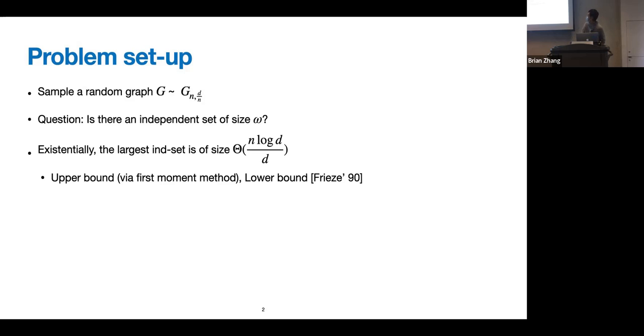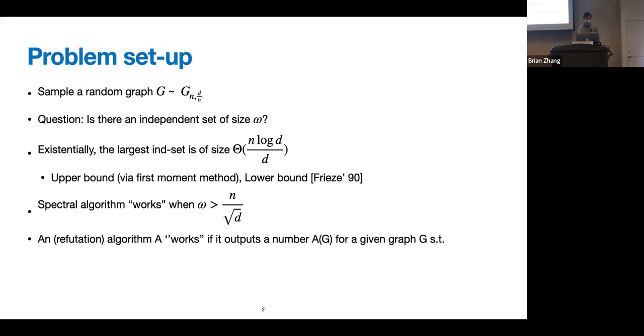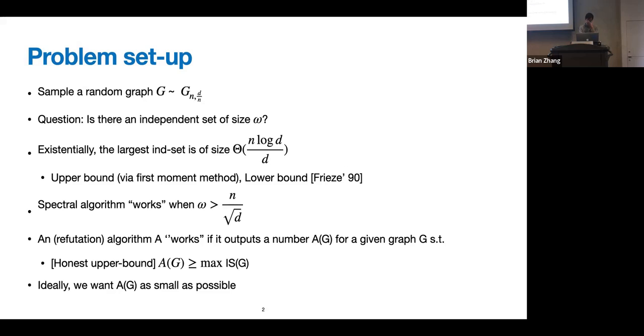The upper bound is easy by the first moment method, and we also know the lower bound by Frieze's result. For this problem, the algorithmic result we know before is a spectral algorithm that works when omega is at least n over root d. What do I mean by a spectral algorithm that works? I think of it as a refutation algorithm that outputs a number A of G for a given graph G, such that A of G is always an upper bound, bigger than the max independent set in the graph. Ideally, we want A of G as small as possible. However, as you can already see, there's a huge gap between n over root d and n log d over d, like this square root d gap.